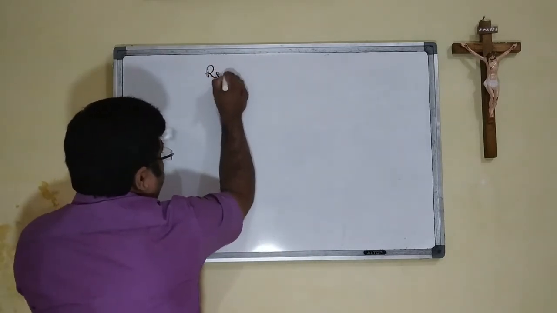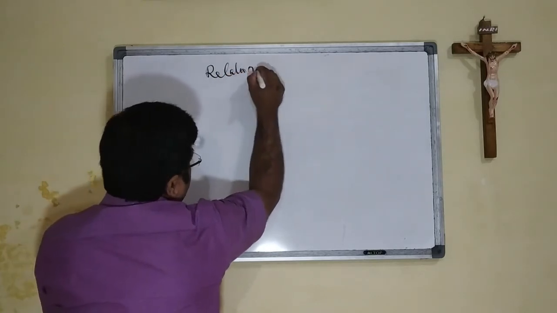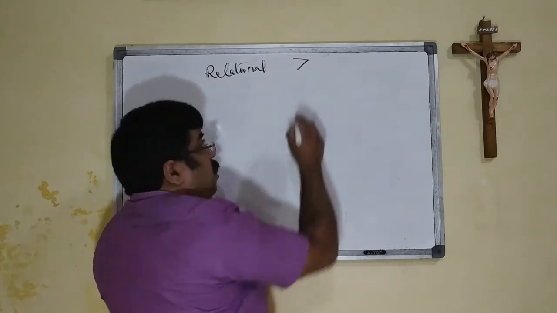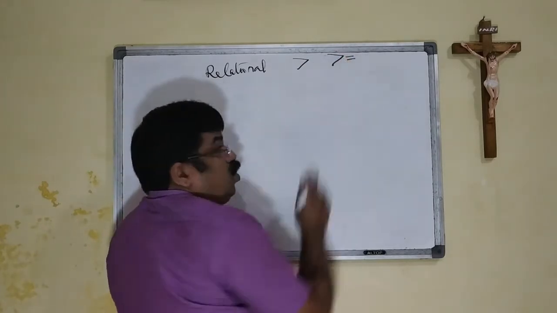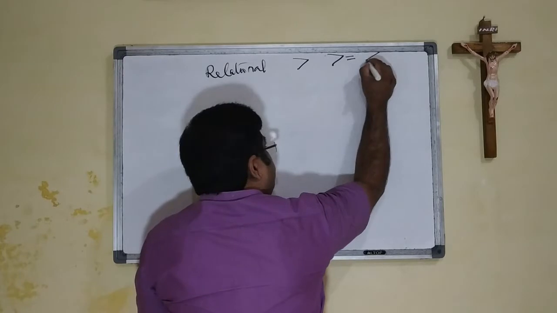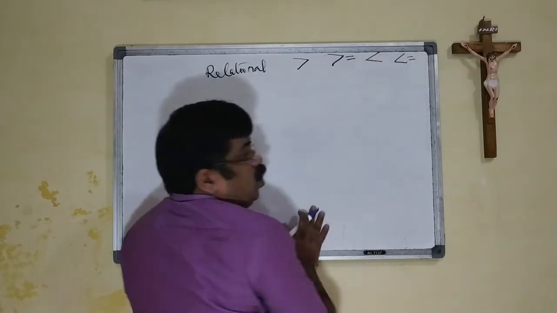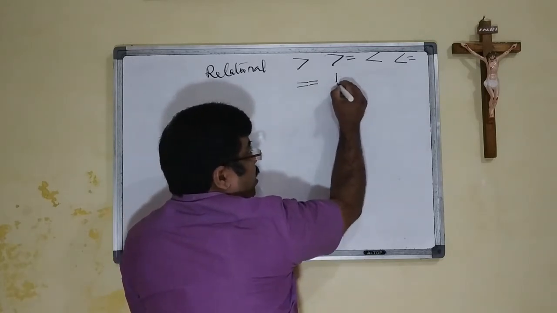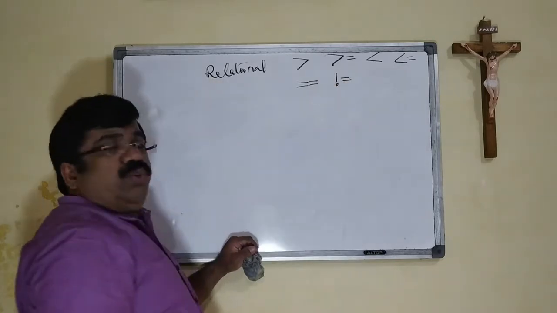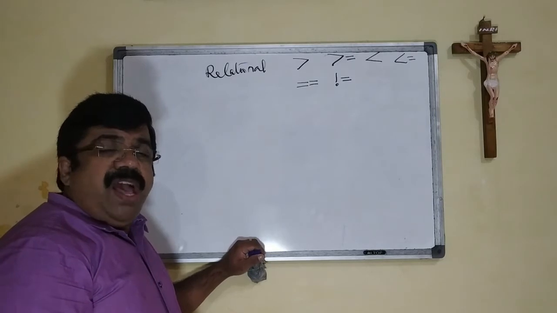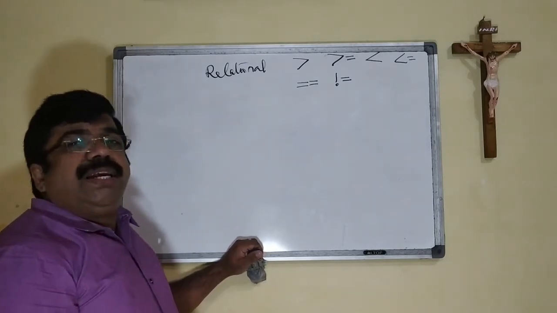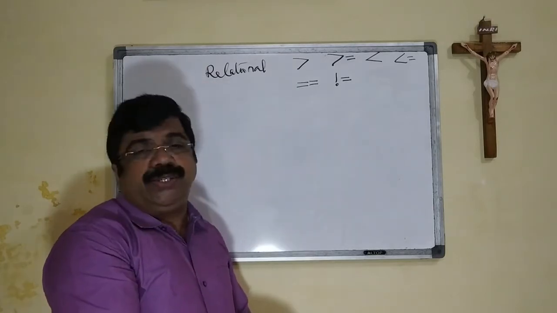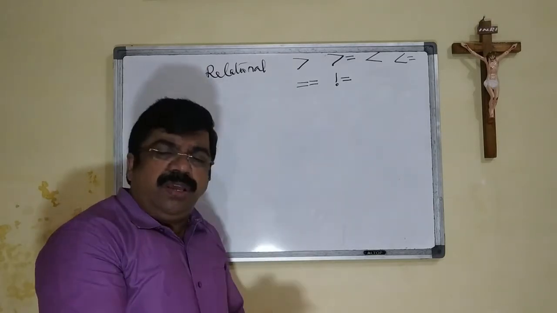So the relational operators are 6, I told you. They are greater than, greater than or equal to, less than, less than or equal to, equals to, and the next one is not equal to. Totally we have 6 relational operators which are used to compare two operands. Let us see one by one.